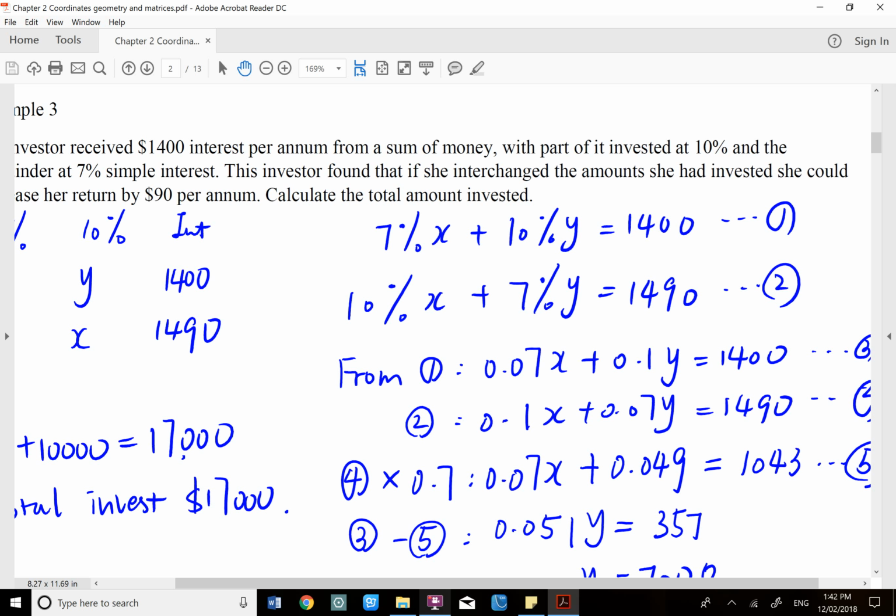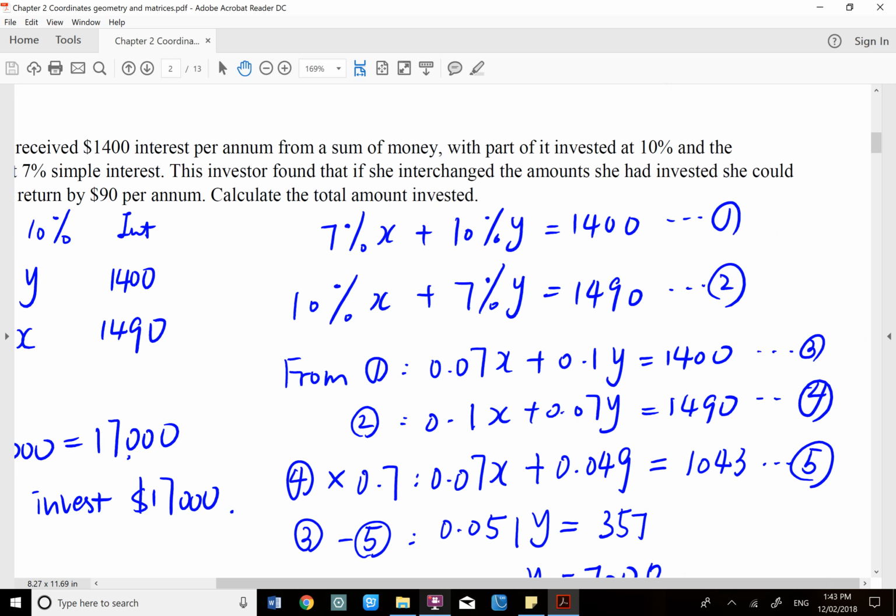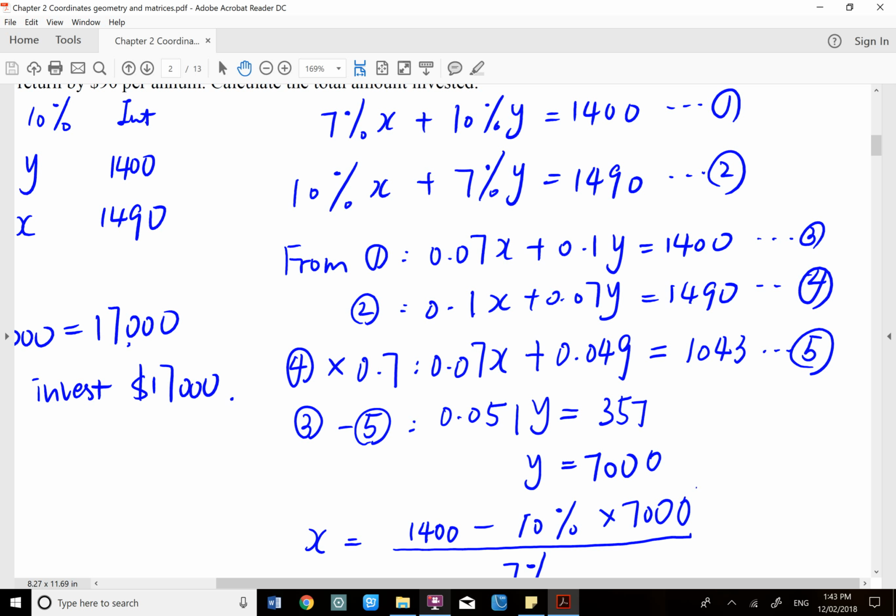What I want to see here is that there are two simultaneous equations. I want to solve those two simultaneous equations. Well, first method you can use a calculator to do it, but I think you should be able to do it by hand. So I'll use elimination here.